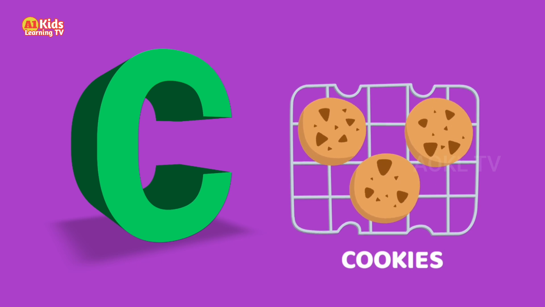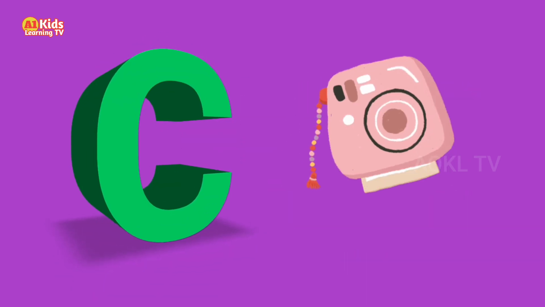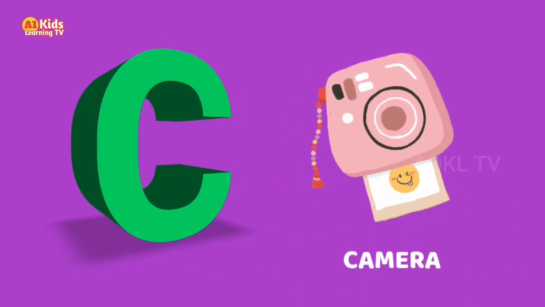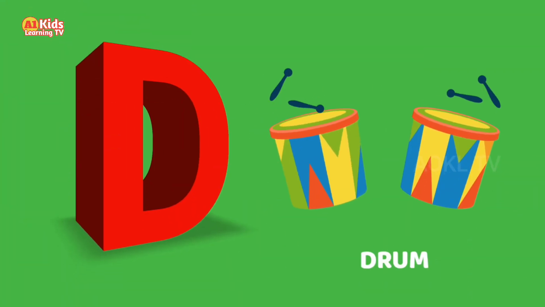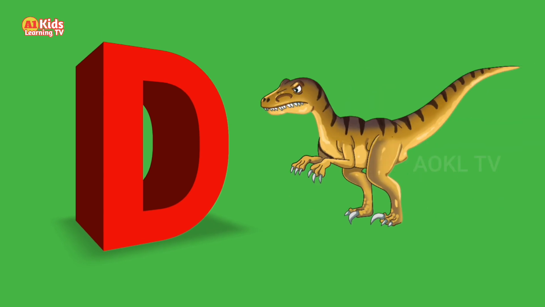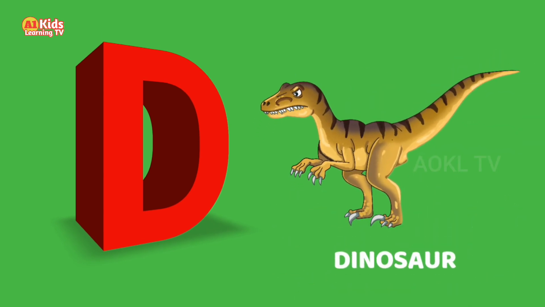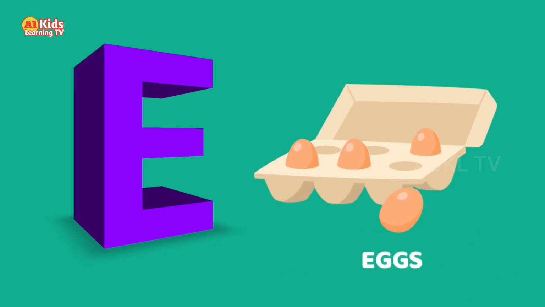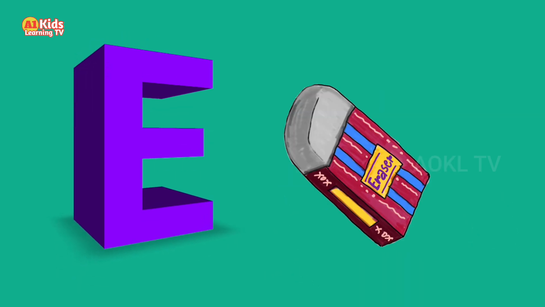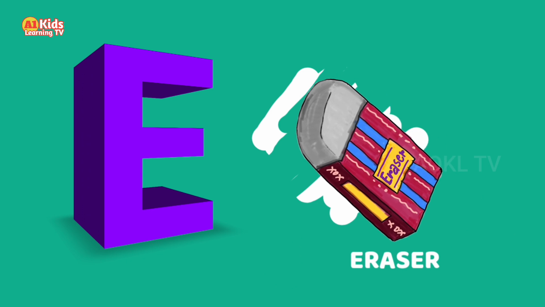C for cookies. C for camera. D for drum. D for dinosaur. E for eggs. E for eraser.